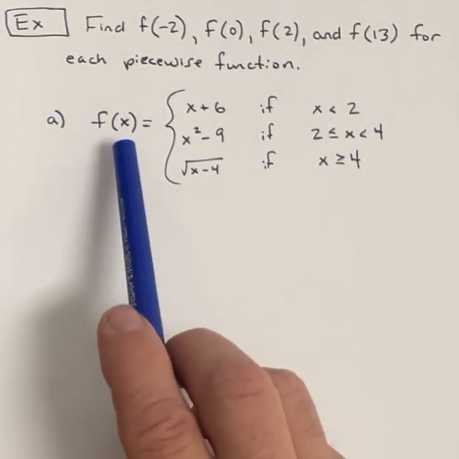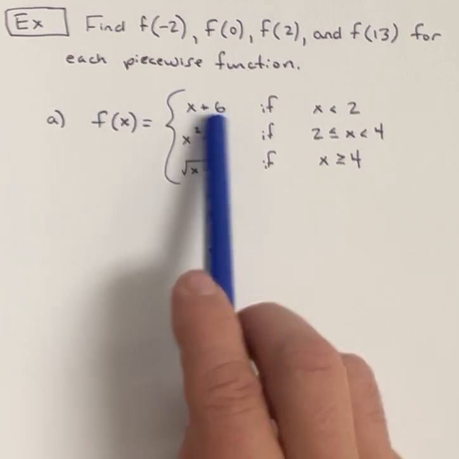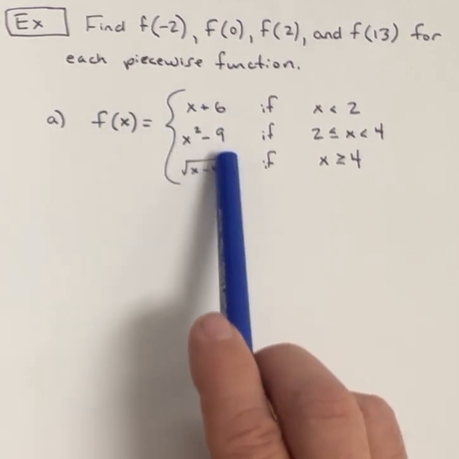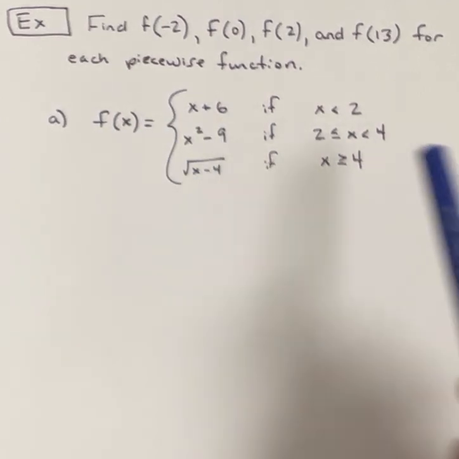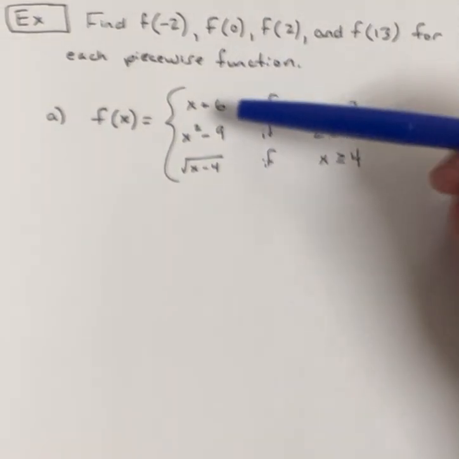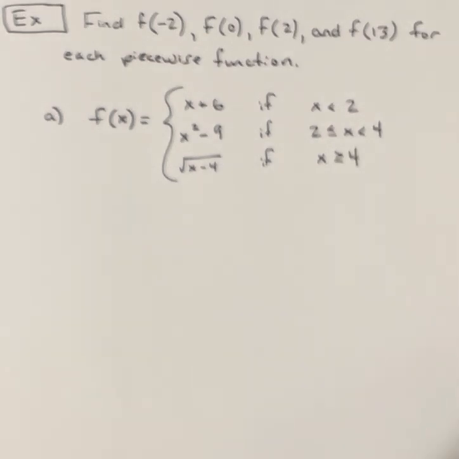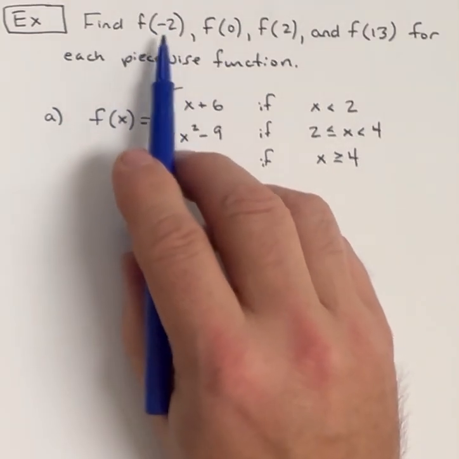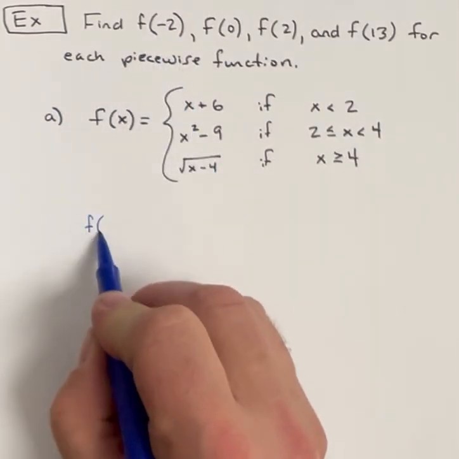So really this is f of x equals x plus 6, f of x equals x squared minus 9, f of x equals square root of x minus 4. Depending on what x values you use, you will use one of these three equations. You don't use all three. So to start with, we want to evaluate f of -2.